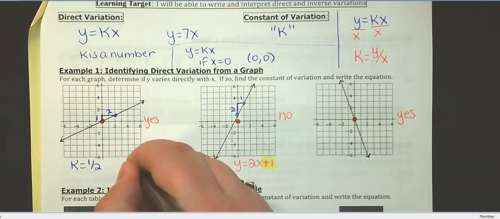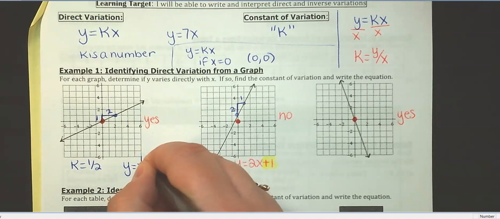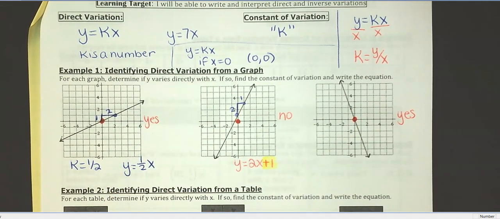The actual equation of the line would be your direct relationship. So it'd be y equals 1/2 x. So if you have a graph and it's a direct variation, the constant of variation, that k value, it's literally just the slope of the line.